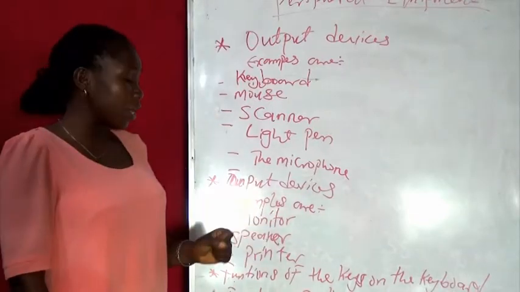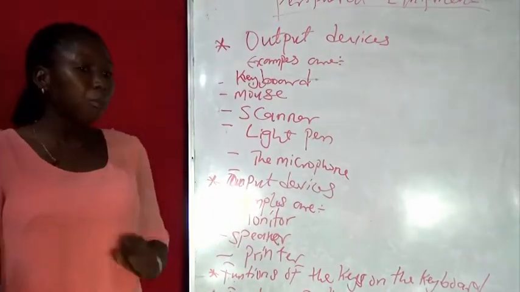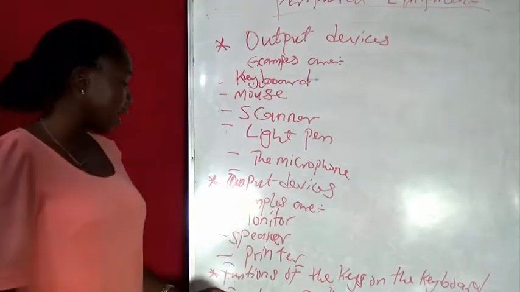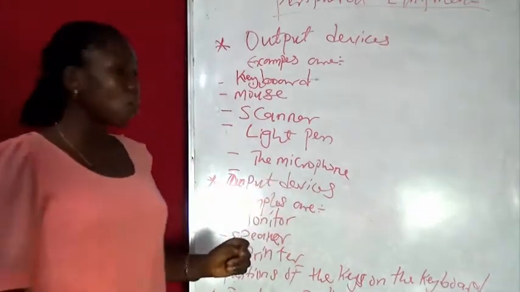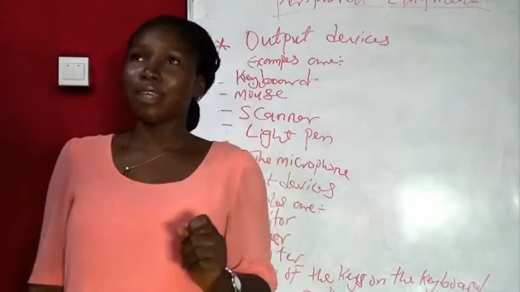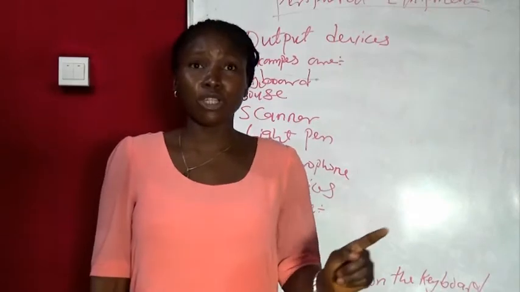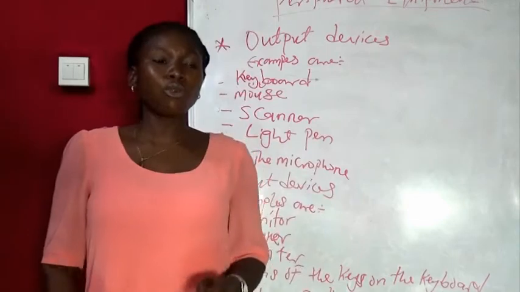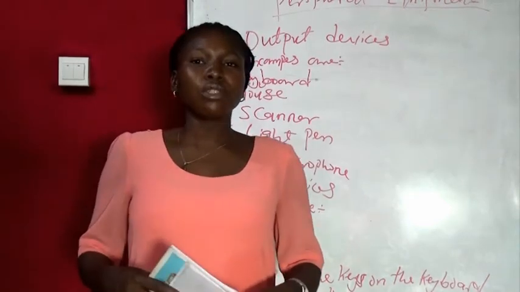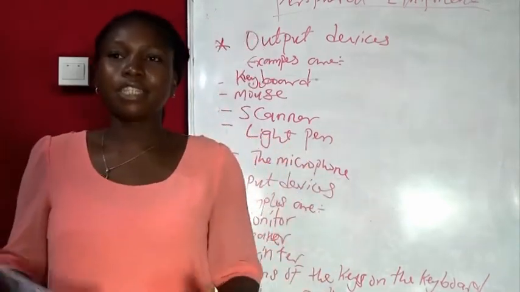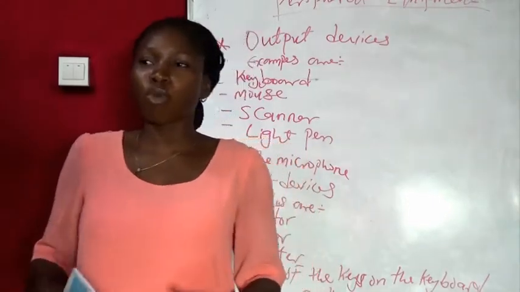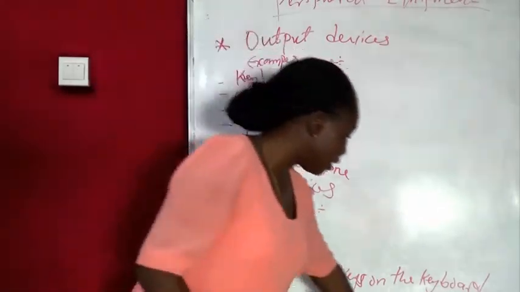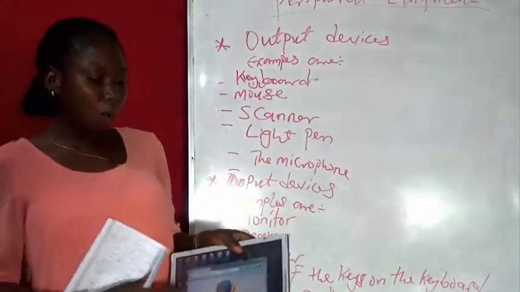Now we have the following as examples of output devices. The first one is your monitor, then we have the speaker and the printer. What is the work of the monitor? Another name we use for a monitor is visual display unit, your VDU. The VDU helps you to display the work done or the work you are doing in the computer. You will see it on your screen. This is what we refer to as our monitor.